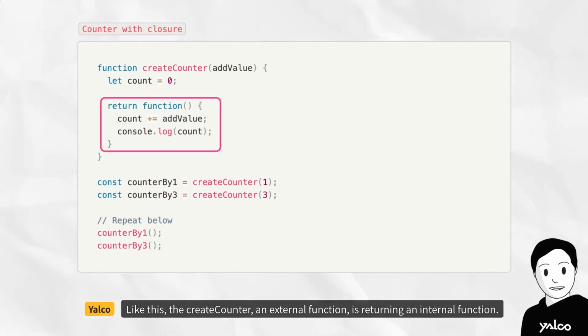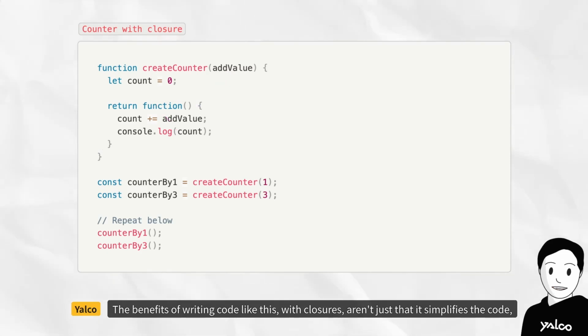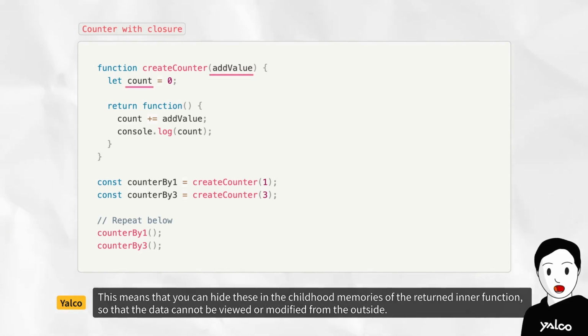Like this, createCounter, an external function, is returning an internal function. You can see that the returned internal function uses the local variables and parameters of the external function like field instances. The benefits of writing code like this with closures aren't just that it simplifies the code, it's also that the values of this count and addValue stored in the lexical scope are hidden away and can't be accessed in ways other than running the function. This means that you can hide these in the childhood memories of the returned inner function, so that the data cannot be viewed or modified from the outside.